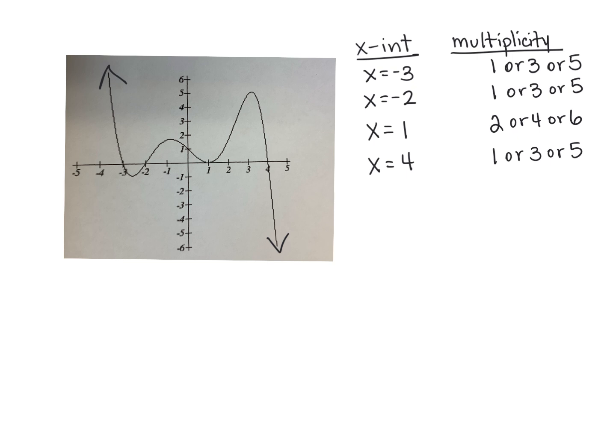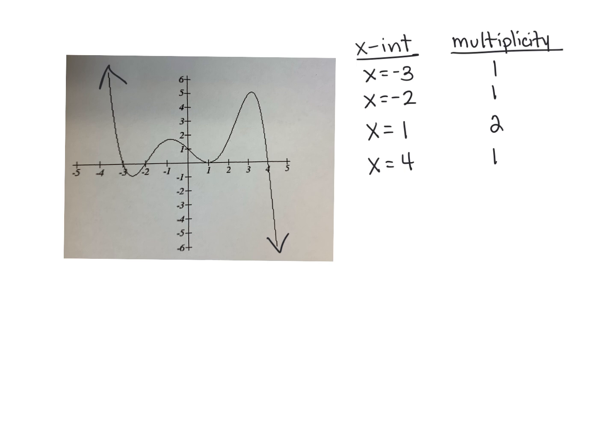Now, in order to get an odd multiplicity, I can take this to be a multiplicity of 1. I can take the second one to be a multiplicity of 1. This can be a multiplicity of 2, and then this could be a multiplicity of 1. So when I add those, I have 2, 3, 4, 5. So that would be a 5th degree polynomial.